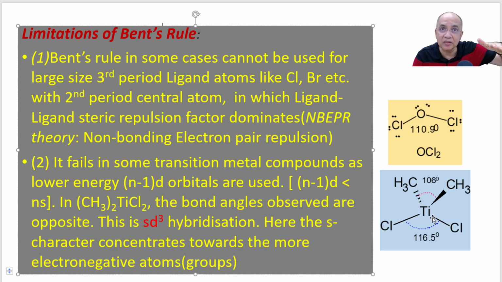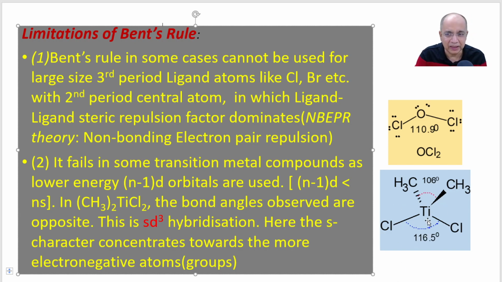N-1 d orbitals are of lesser energy than Ns. In the p block, Ns was of lower energy and Np was of higher energy. But here, N-1 d is of lower energy and Ns is of higher energy. That's the reason why the trend is opposite, and Bent's rule is not valid for explaining the bond angles and bond lengths in these compounds.